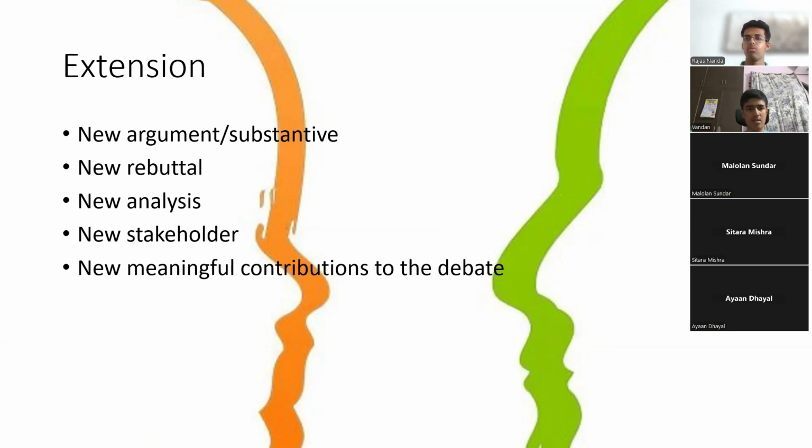And finally, the extension, which speakers 5 and 6 need to be doing. As I said, it's about bringing something new into the debate, which hasn't been said before. So this could be a new argument, a new rebuttal, a new group of people which haven't been discussed before. So maybe there's a debate and a lot of people have talked about how students are affected and how teachers are affected. You could bring an extension that talks about how parents are affected, and that would probably be something very new. So just anything that contributes to the debate in a way that hasn't been talked about before.